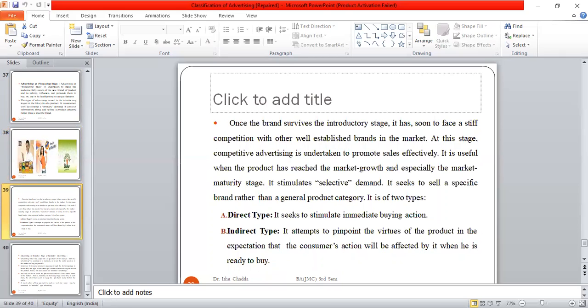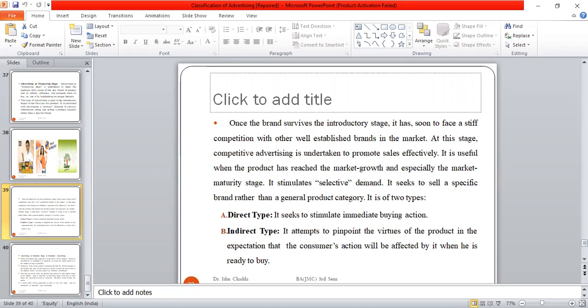Once the brand survives the introductory stage, it has to soon step into the competitive stage. This belongs to competitive strategy. Sorry, I missed writing that part in the title. This is a competitive strategy. At this stage, competitive advertising is taken to promote your sales efficiency. When you have introduced the product in the market in a very good manner, then you have to face a number of competitors in the market. Survival of the fittest is a mantra which you have to follow. For this purpose, you have to use competitive advertisement.